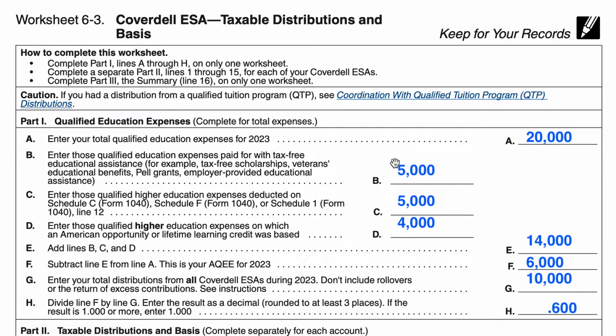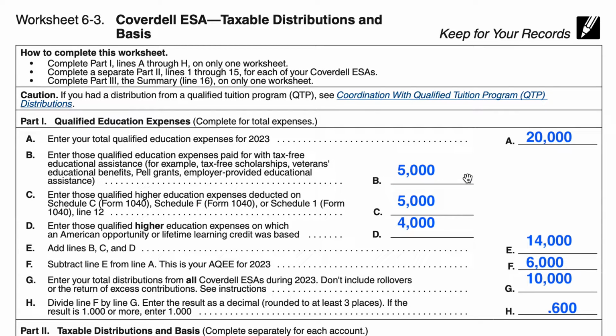That means if we pulled money out of our Coverdell ESA, then this $5,000 cannot also be accounted for as part of that Coverdell ESA distribution if we want that Coverdell ESA distribution to be tax-free. We can pull as much money out as we want as long as we're willing to pay taxes on the part that is not tax-free.